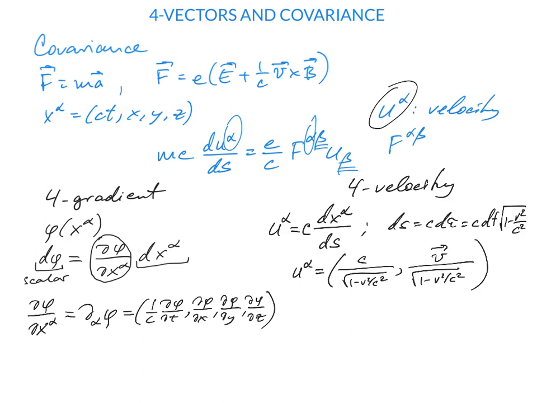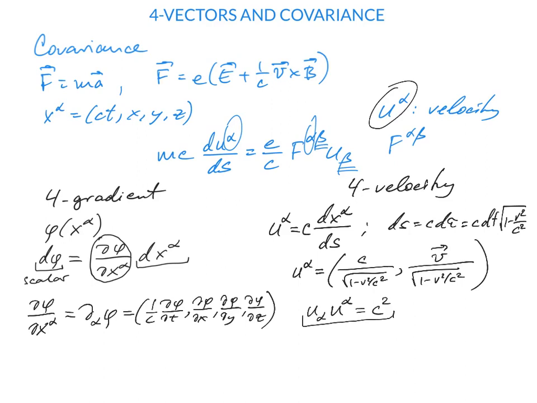Now notice that if we contract u alpha with itself, it's easy to see that we'll just get c squared. So obviously, only 3 of the 4 components of u alpha are independent. After all, there's nothing other than v in its definition, and v has 3 components. So the 4 components of u alpha are related by this constraint.